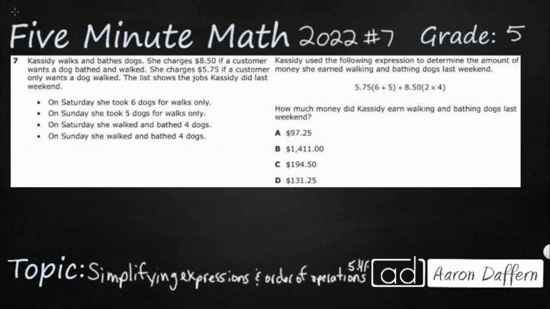Today we are looking at the 5th grade concept of simplifying expressions and order of operations. This is standard 5.4F in the great state of Texas, and we are using item number 7 of the 2022 released STAAR test. If you haven't done so already, please go ahead and take a moment to pause the video, work this problem out on your own, unpause it, and we will look at our answers together.